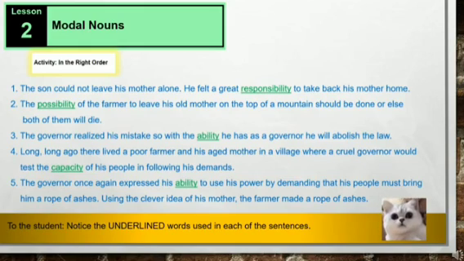4. Long, long ago, there lived a poor farmer and his aged mother in a village where a cruel governor would test the capacity of his people in following his demands.